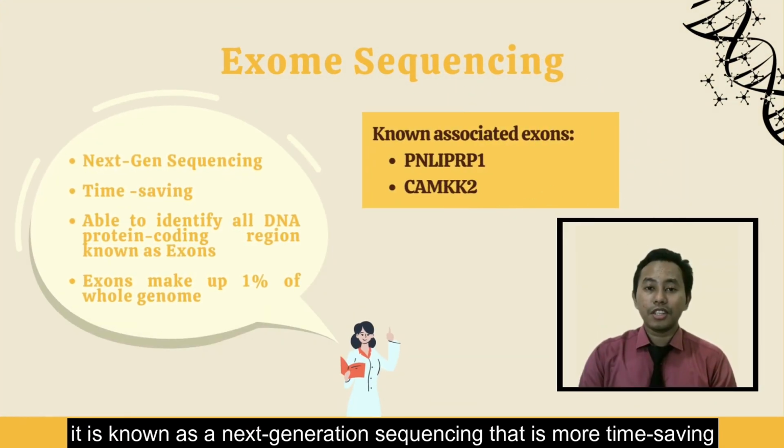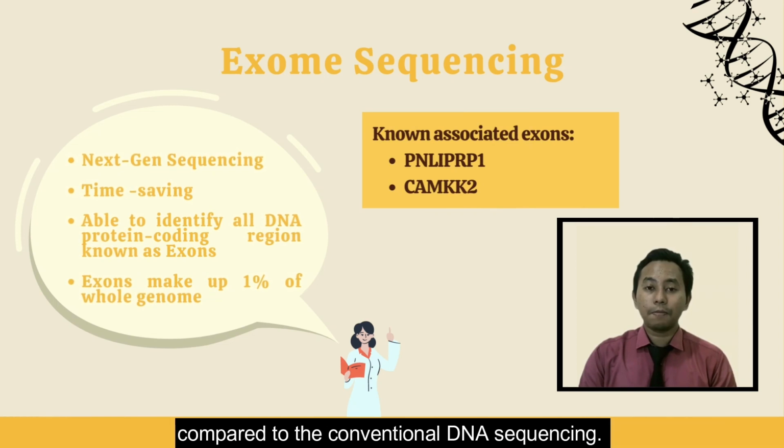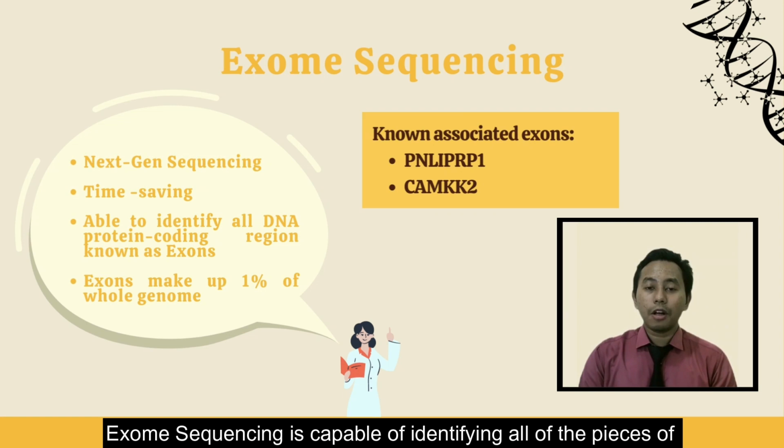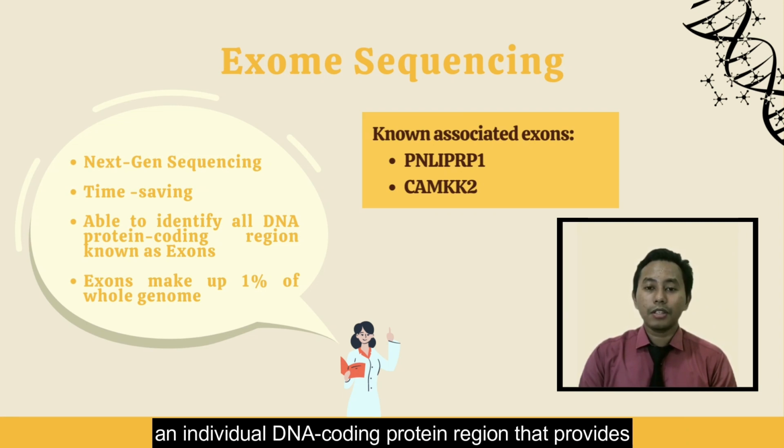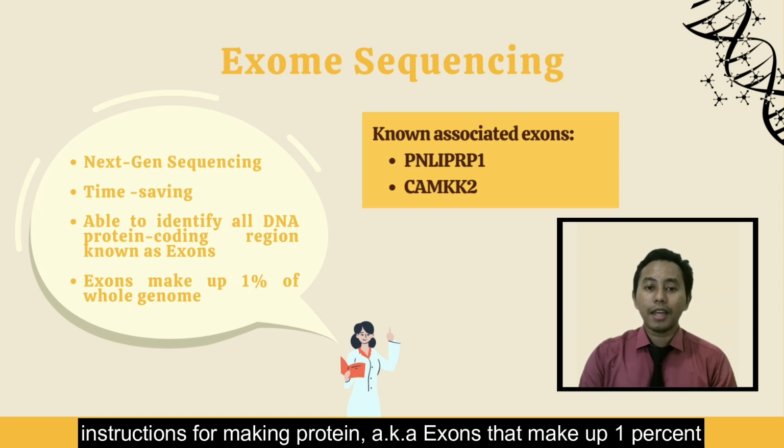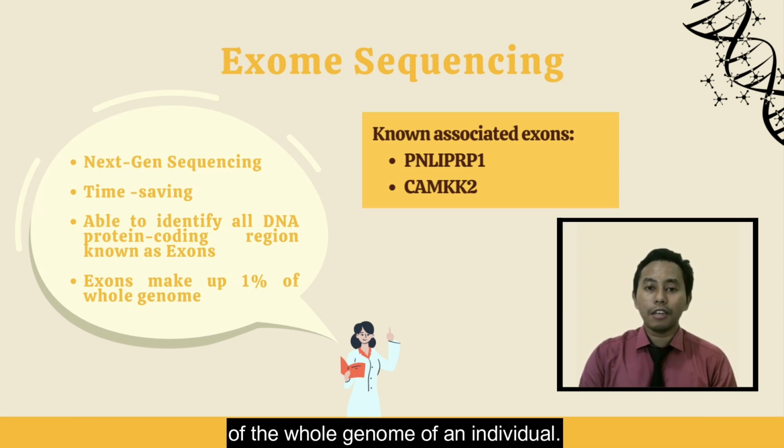It is known as a next generation sequencing that is more time-saving compared to the conventional DNA sequencing. Exome sequencing is capable of identifying all of the protein-coding regions of an individual's DNA that provide instruction for making protein, aka exons, that make up 1% of the whole genome of an individual.